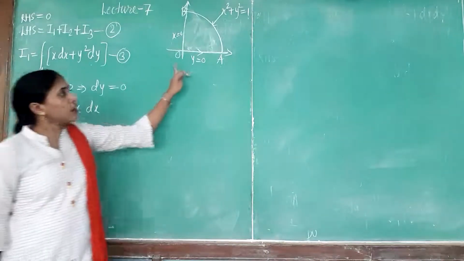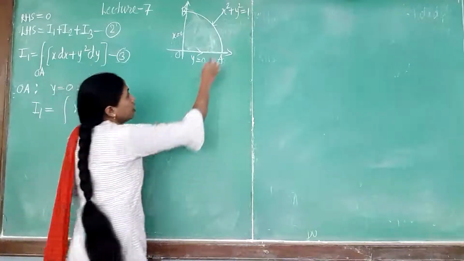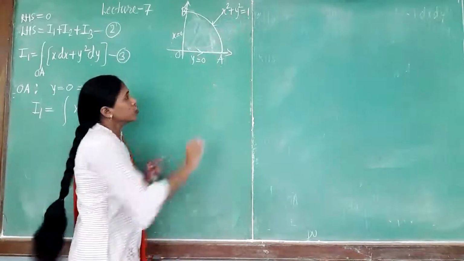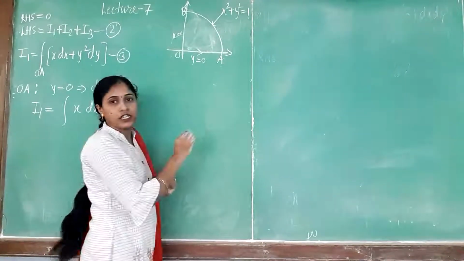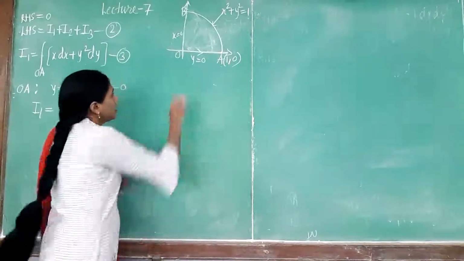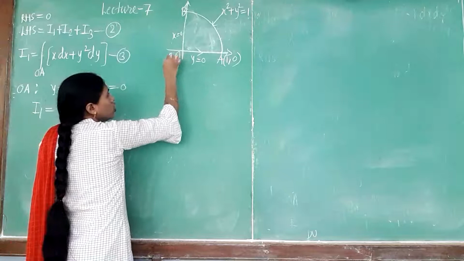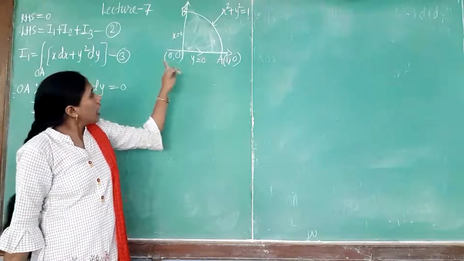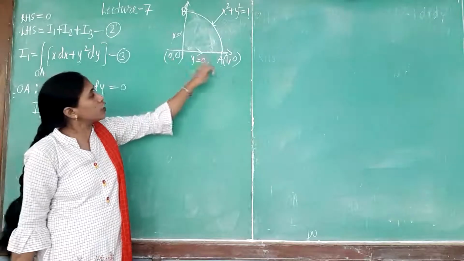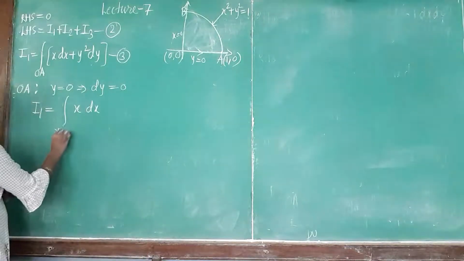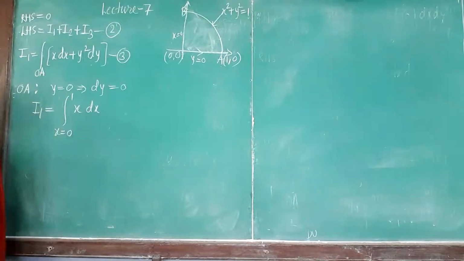Now for OA, the equation of the curve is x square plus y square is equal to 1. So what is the point of intersection? The same point will be 1, 0, and this is the origin, so this is 0, 0. Now what are the x limits for OA? At the origin x is equal to 0 and at point A x is equal to 1. So x limits are from 0 to 1.